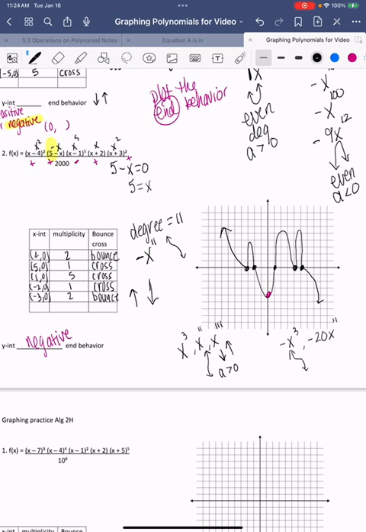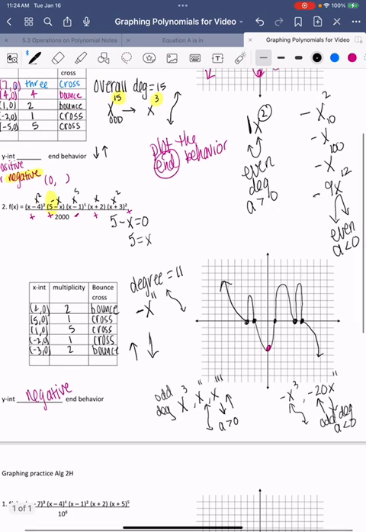that's a terrible shape, go up, down. Odd degree, A is less than 0. And this is odd degree. And then this, for going back up here to even, end behavior would be up, up. And then here you would have down, down.